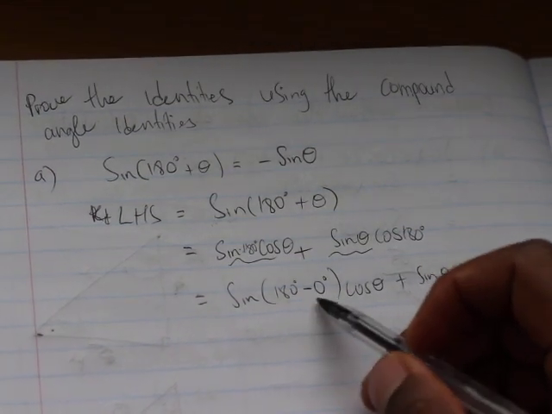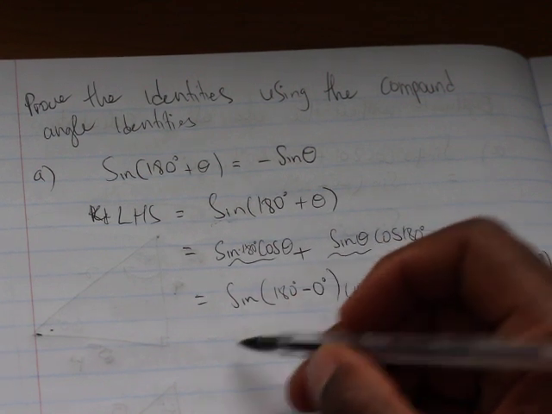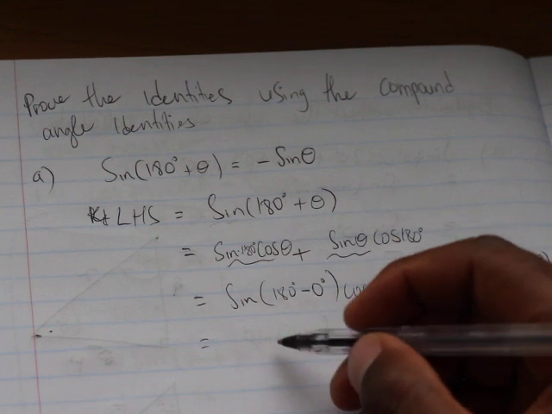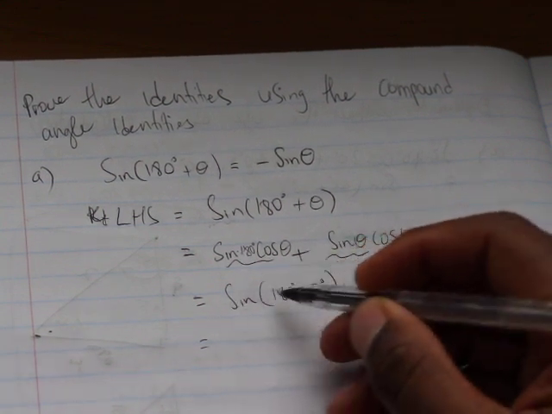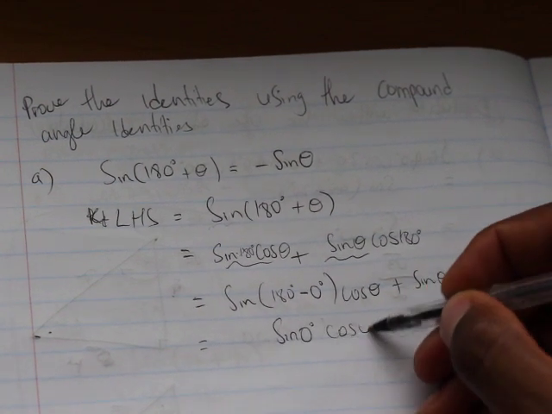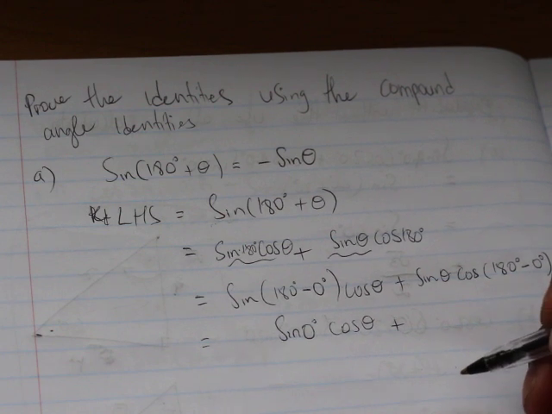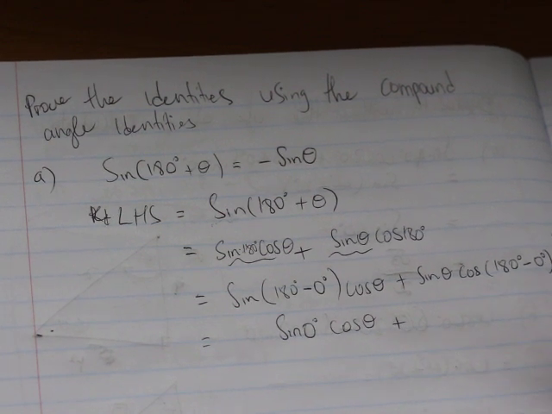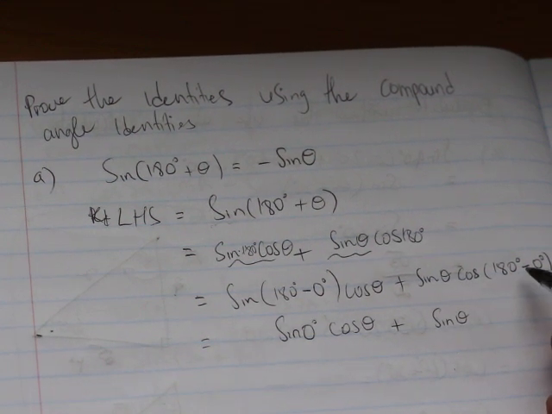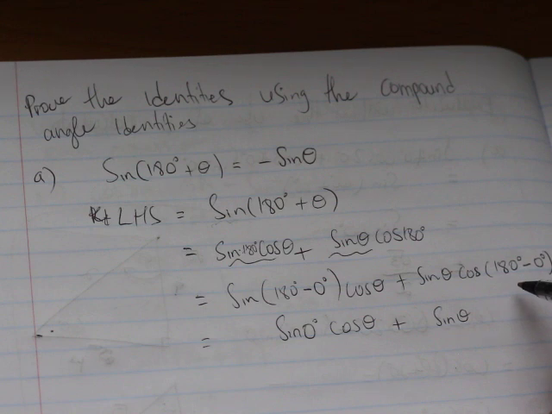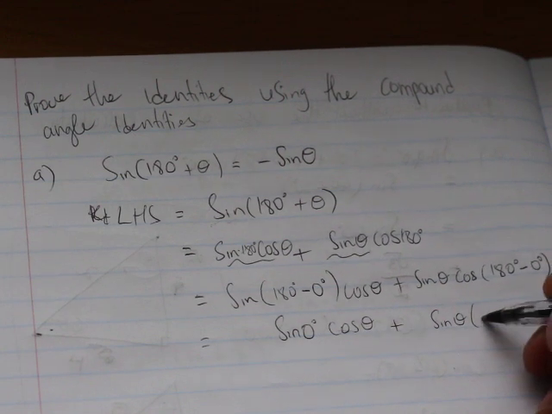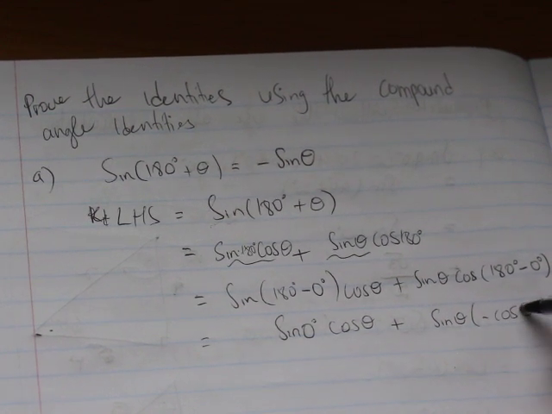But 180 degrees minus any angle is in the second quadrant, and we know that sine is positive in the second quadrant, so this is just going to simplify to what? The sine of 0 degrees times cosine of theta, plus, so we're just applying a reduction formula right now, the sine of theta times the cosine of 180 degrees minus 0 degrees. Well, 180 degrees minus an angle is in the second quadrant, but in the second quadrant cosine is negative, so that's going to become minus the cosine of 0 degrees.